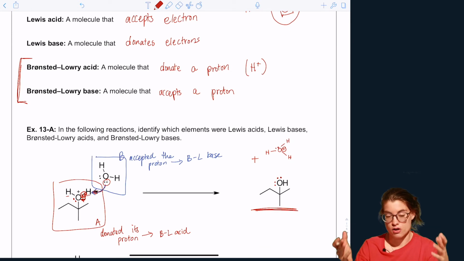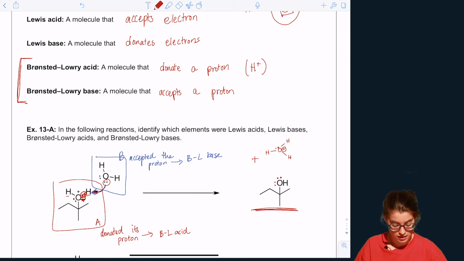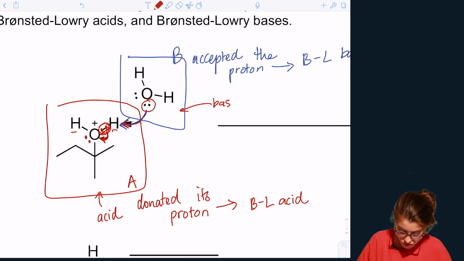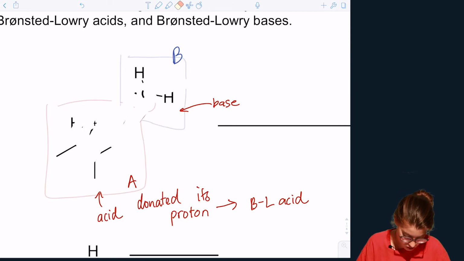Because all Bronsted-Lowry acids can also be defined as Lewis acids, and all Bronsted-Lowry bases can be defined as Lewis bases. So let's look at what I mean. Earlier when we looked at this picture, we were focusing on who donated a proton and who accepted a proton, right? And I realized very easily, because I have those definitions memorized, that this molecule was the acid and this molecule was the base, right?